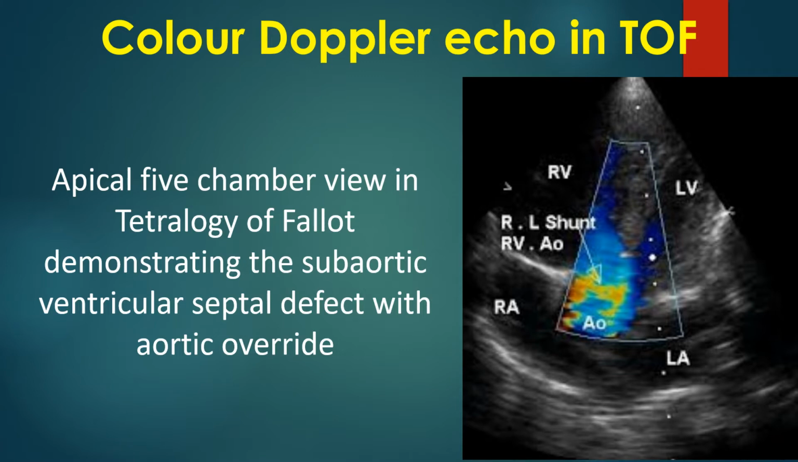Apical 5-chamber view in tetralogy of Fallot with color flow mapping in systole with right to left shunt across the ventricular septal defect. Blue stream moving from the right ventricle across the VSD to the aorta is clearly visualized in this frame. There is also a blue stream from the left ventricle to the aorta.